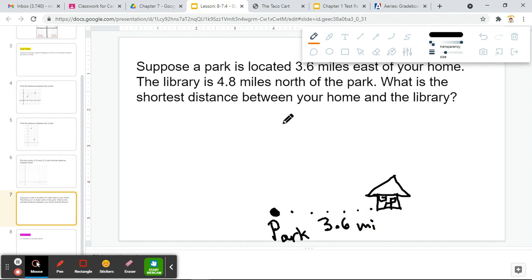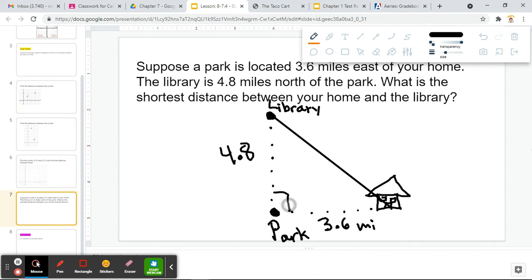All right, so the next one, the library is 4.8 miles north of the park. So what is the shortest distance between our home and our library? All right, so we got to go 4.8 miles up from here. Do that right here. And we're calling this point an L for library, right? All right, so it wants us to find out what is the shortest distance from the home to the library. So this line right here, what is that shortest distance? All right, and it says this is a 4.8 here.